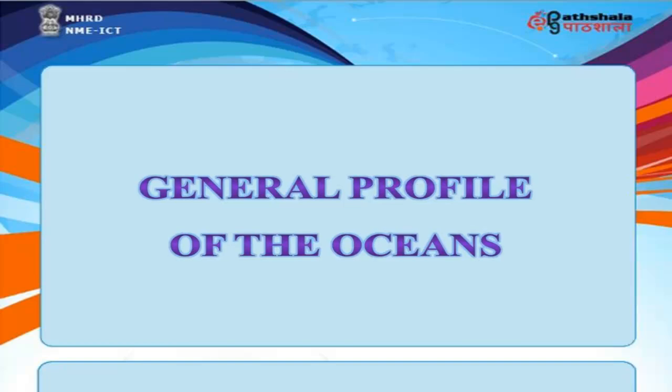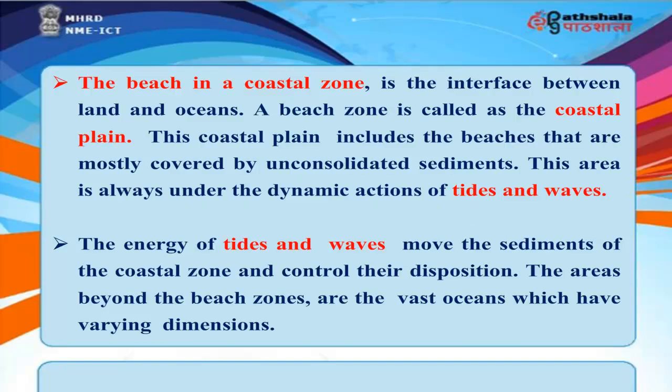General profile of the oceans. The beach in a coastal zone is the interface between land and oceans. A beach zone is called the coastal plain. This coastal plain includes the beaches that are mostly covered by unconsolidated sediments. This area is always under the dynamic actions of tides and waves. The energy of tides and waves move the sediments of the coastal zone and control their disposition. The areas beyond the beach zones are the vast oceans which have varying dimensions.